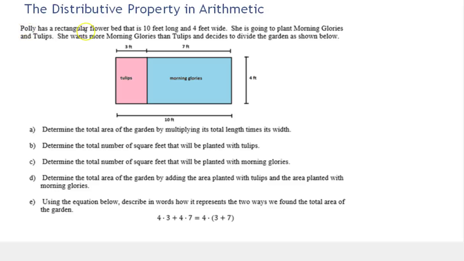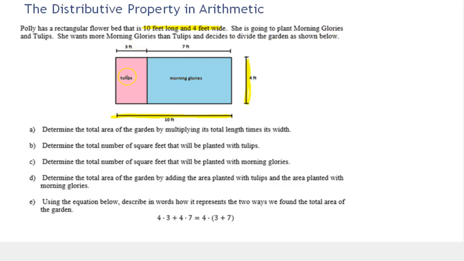Polly has a rectangular flower bed that is 10 feet long and 4 feet wide. Okay, so here's an image of the flower bed. We're calling this the length, and we're calling 4 feet right here the width. She is going to plant morning glories and tulips. She wants more morning glories and tulips and decides to divide the garden as shown below.